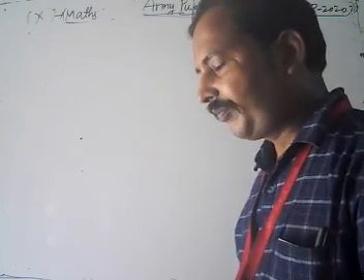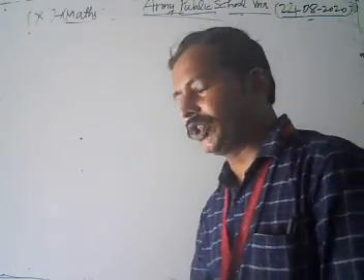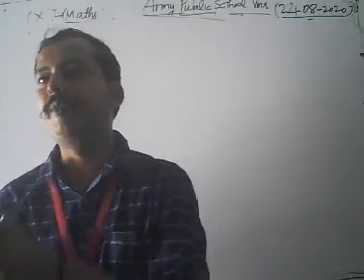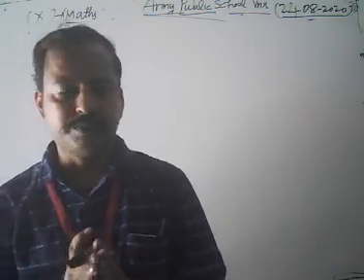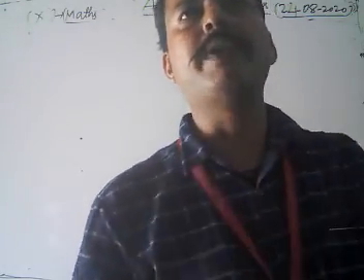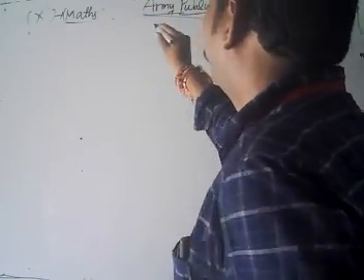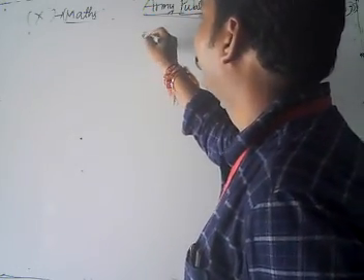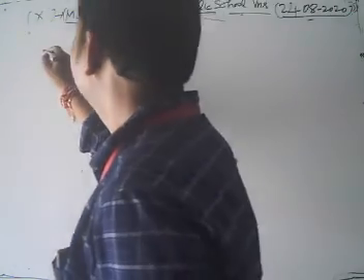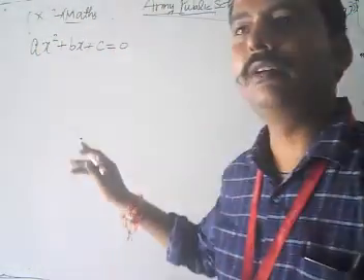Then look, today first of all we are going to derive our quadratic formula. After that we are going to do some questions based on our quadratic formula. Then let's start. Look, we know that our standard form equation is given by ax square plus bx plus c equal to 0. This is our standard form of quadratic equation.